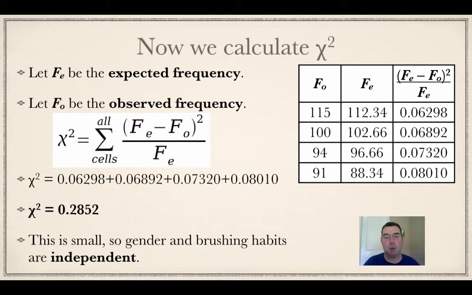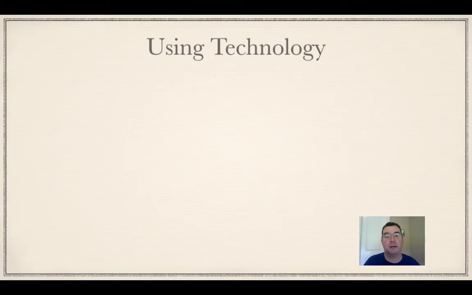Now I say that this is small. We're going to talk about what it means for a chi-square to be small, because I can't just say, oh, it's small. So I need to know what values of chi-squared are small in order to say that those two variables are independent.